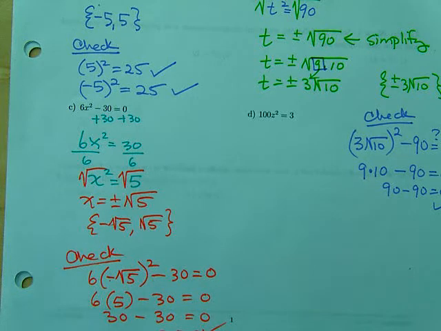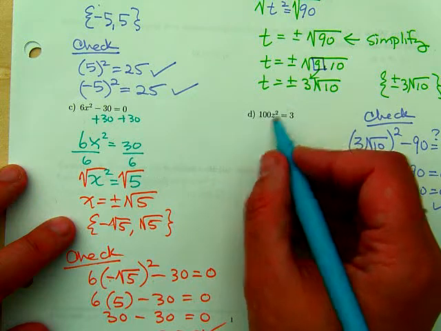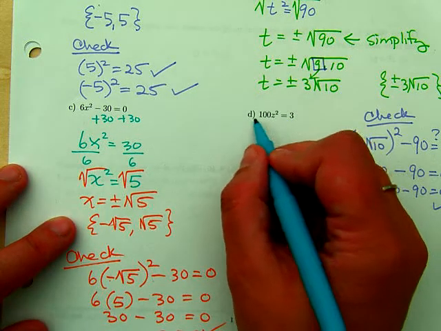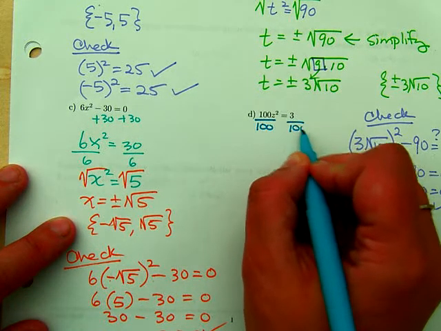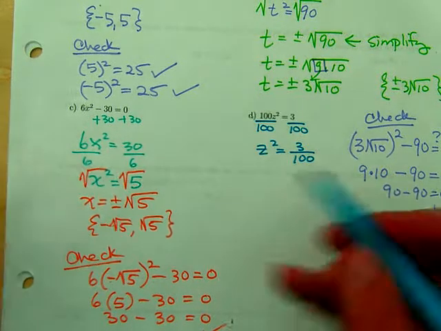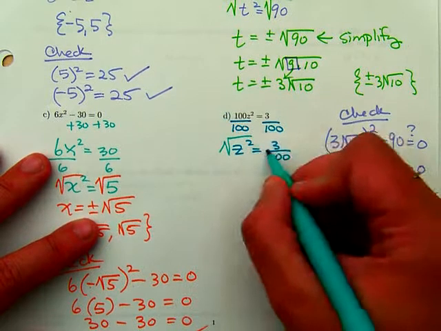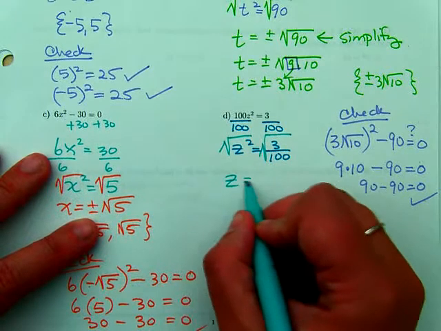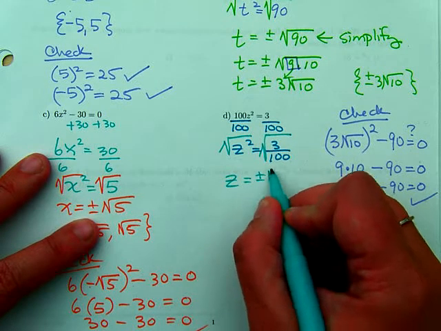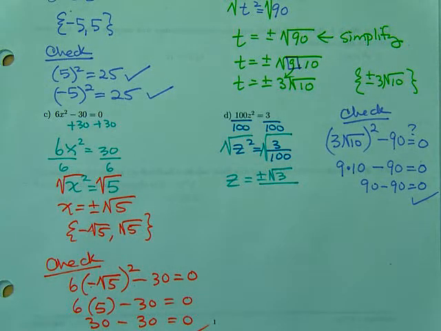Okay? So now let's go on to the next one. First thing we want to do, let's get the variable squared by itself. So divide both sides by 100. z squared equals 3 divided by 100. And now we want to get z by itself, so we're going to use the square root. z equals plus or minus radical 3. What would the denominator be in this case? If I take the square root of 100, I'm going to get 10.